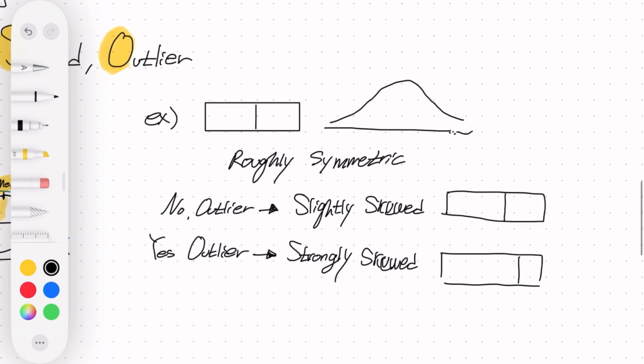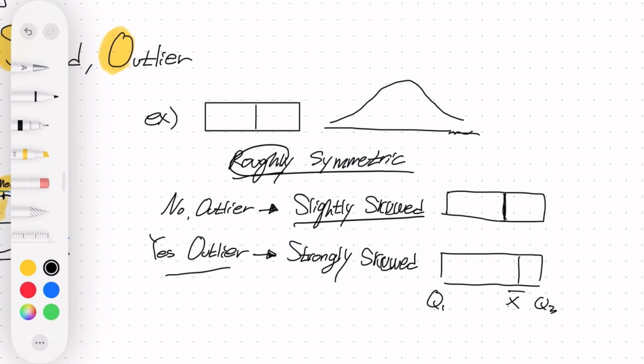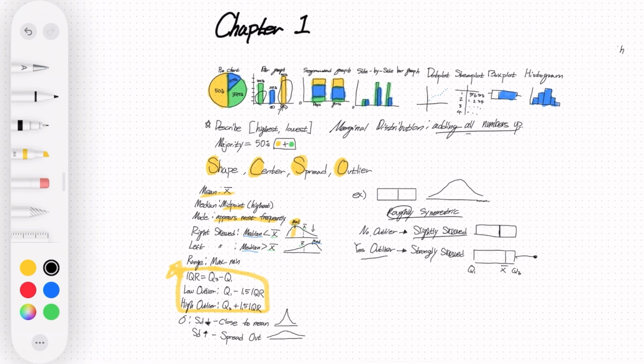So, for example, if it's roughly symmetric, you would see that it would look symmetric. If there's no outliers or it looks like it's slightly skewed, you would say it's slightly skewed. And if there's an outlier, and if your mean is far away from Q1 and Q3, and there's an outlier, it's strongly skewed. And that's all you need to know in Chapter 1.